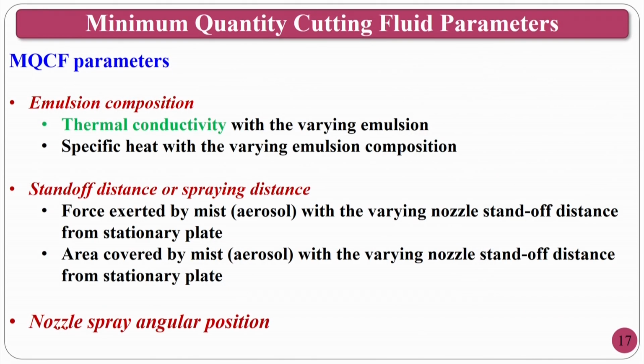Okay. So the MQCF parameters. Normally emulsion composition is one of the most important. In this particular section I am just repeating some of the things that we have seen in the previous classes, that is thermal conductivity measurement, specific heat measurement and all those things. I will just go through it, not in detail, because in detail I have already gone through. Then the stand-off distance, the force exerted by the mist, that is varying nozzle stand-off distance from the stationary plate, area covered by the mist, and nozzle spray angular position. How do these affect the minimum quantity cutting fluid?